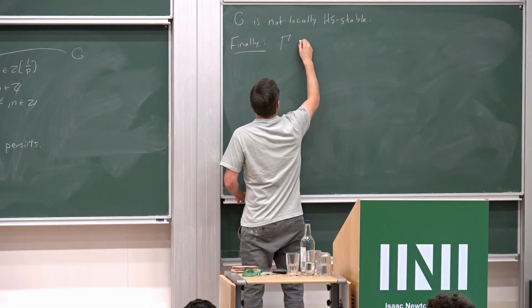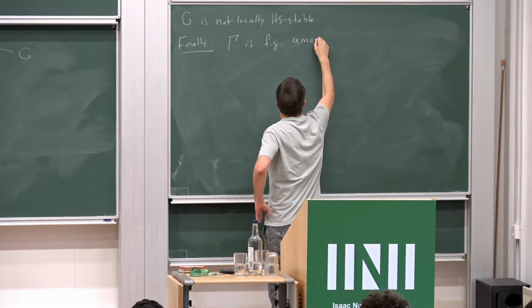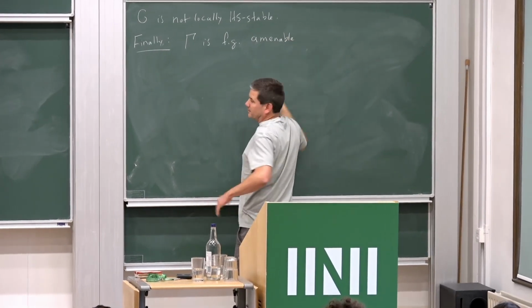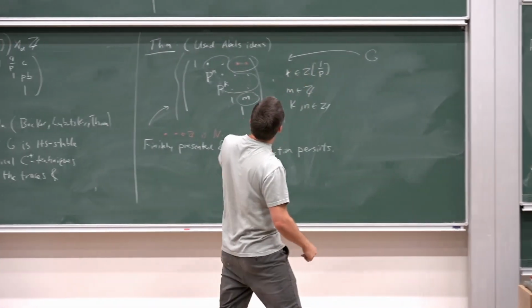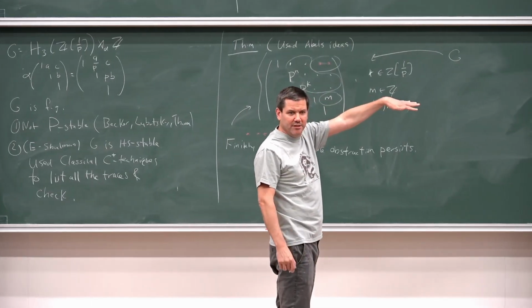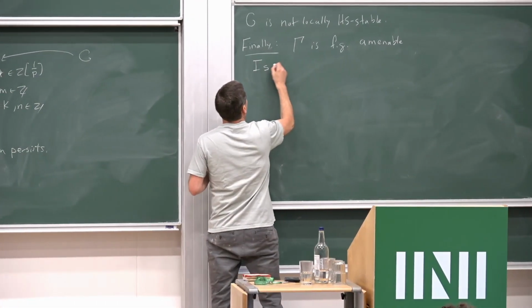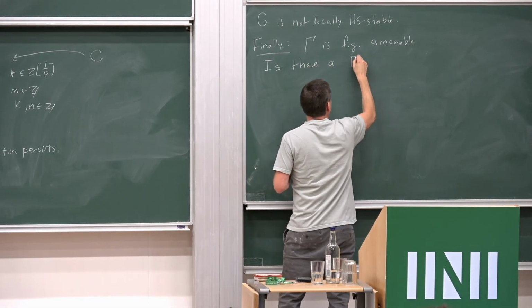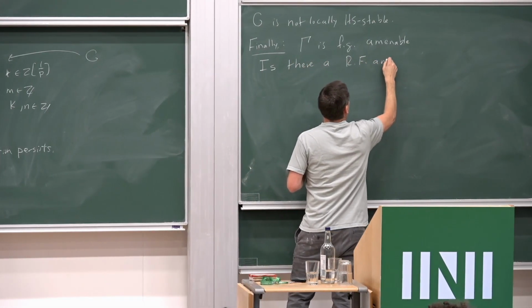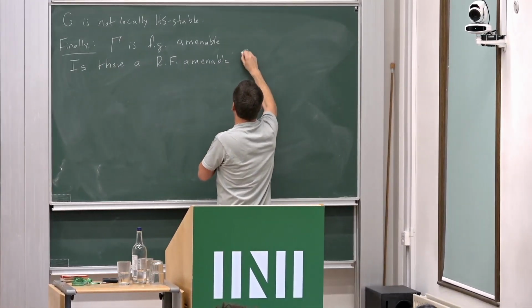So let's say gamma is finitely generated amenable. Can I find a residually finite amenable group G that quotients onto gamma?